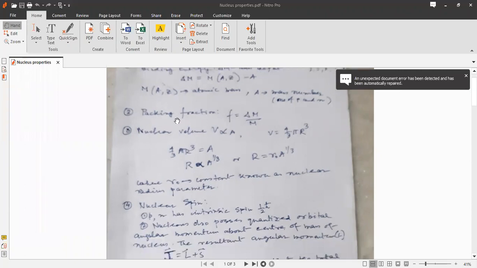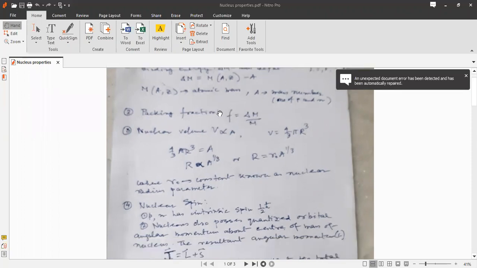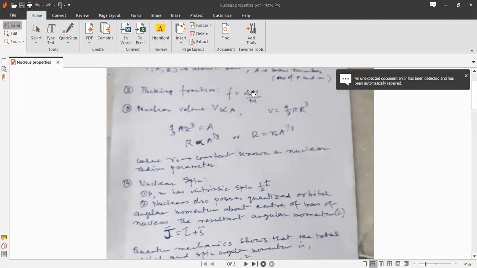Secondly, another point is the packing fraction, which is defined as delta M by M. This also gives information about the bound system. So when the proton and neutron, these nucleons, are bound together, the packing fraction is also a very important experimental quantity which we can use to deduce our theoretical ideas or theoretical models.